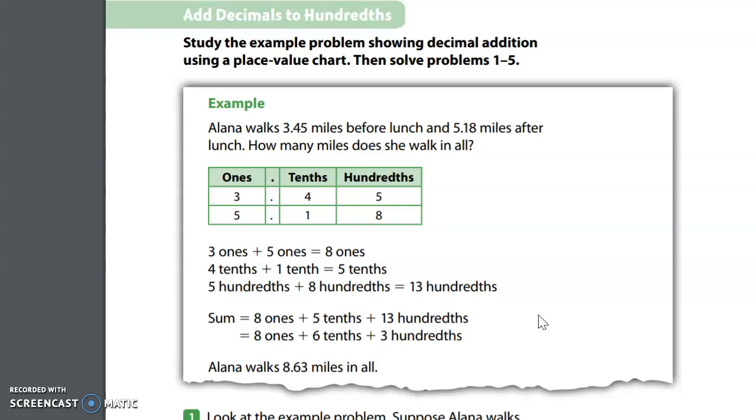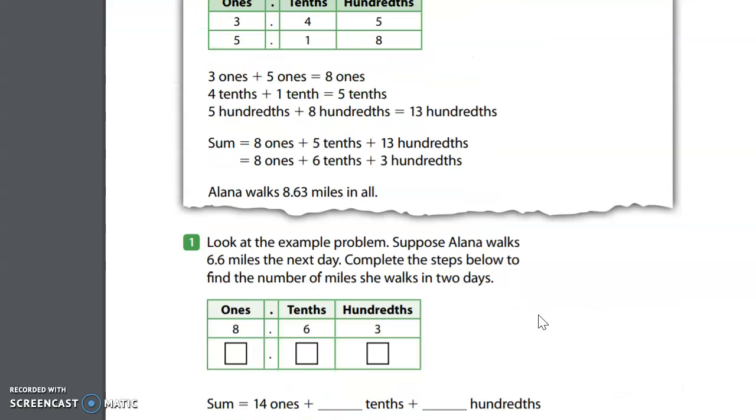So let's look at question 1. It says, look at the example problem. Suppose Elena walks 6.6 of a mile the next day. So complete the steps below to find the number of miles she walks in 2 days. So since you have a 6 in the ones place, that 6 would go in the first box for the ones place. And you have a 6 in the tenths place, that 6 would go in the box underneath the tenths place. Now for the hundredths place, you would add a 0 to that box.